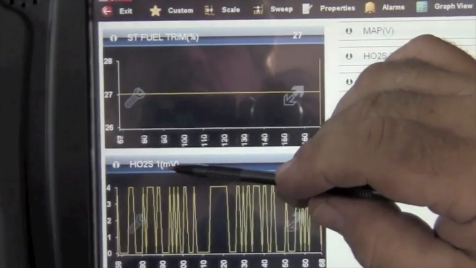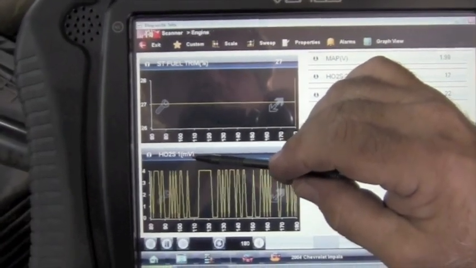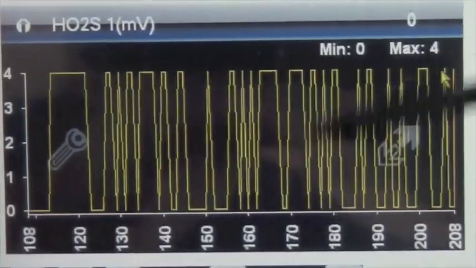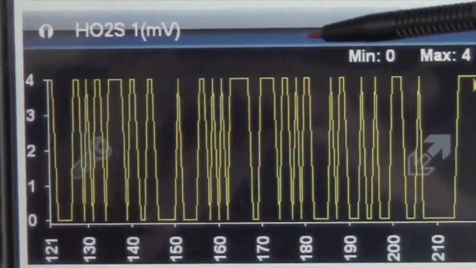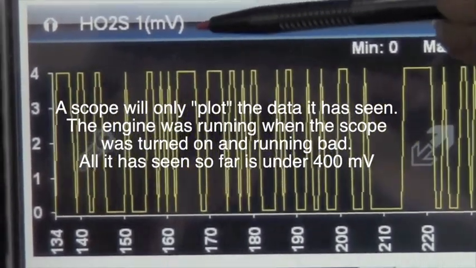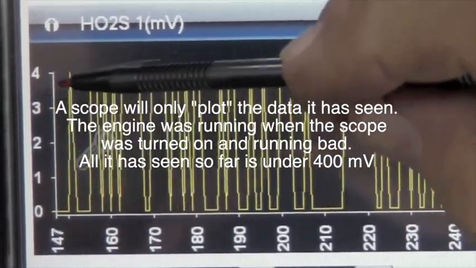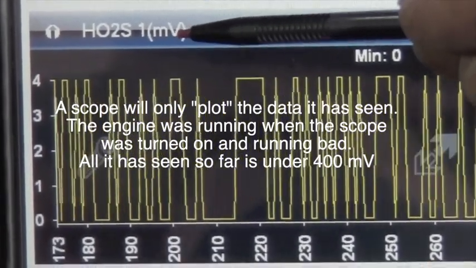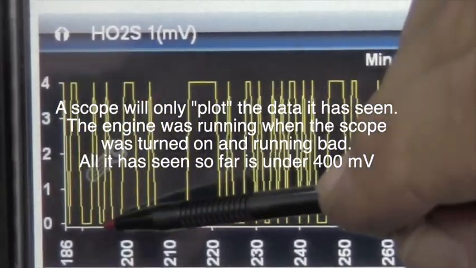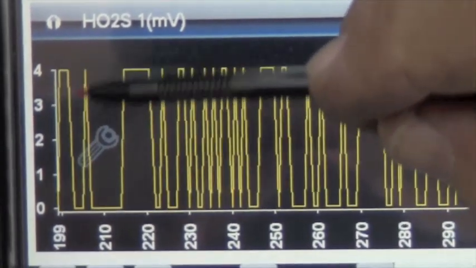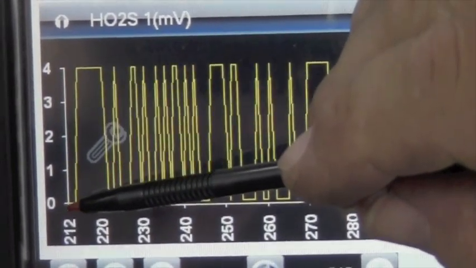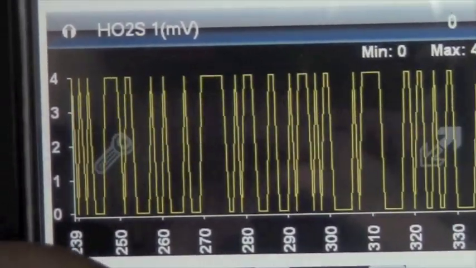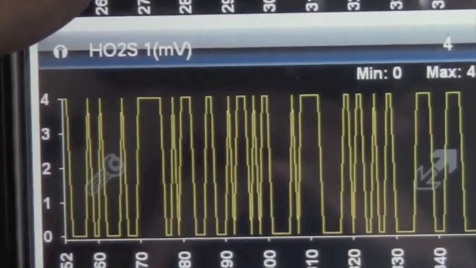Now this is the oxygen sensor. For those of you that aren't quite as used to using lab scopes, you might look at that and say, well, that oxygen sensor looks like it's switching okay. Well, remember, this is going to be plotted. So this oxygen sensor is showing 0 to 4 millivolts. Halfway point on an oxygen sensor is 500 millivolts. The reason that this looks like it's switching is because it should be showing 0 to 1 volt with 500 here in the middle. But what it's actually doing is that it's broadened it back up.